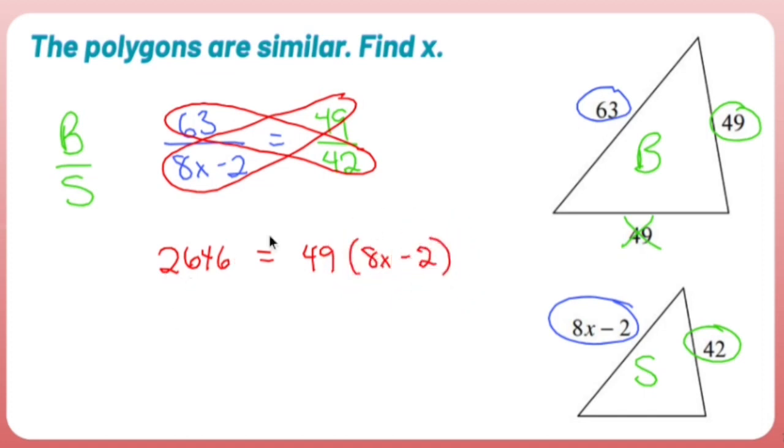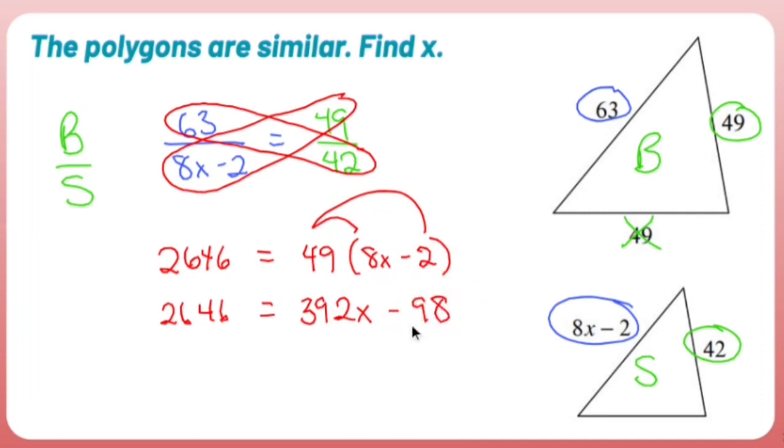So my next step is do nothing here, but distribute that 49 to 8. Now 50 times 8 would be 400, so 49 times 8 would be 392. I'm just going to sneeze quick. Achoo. Now that was correct. And so don't forget the x. 49 times negative 2 is negative 98. I have a two-step equation now.